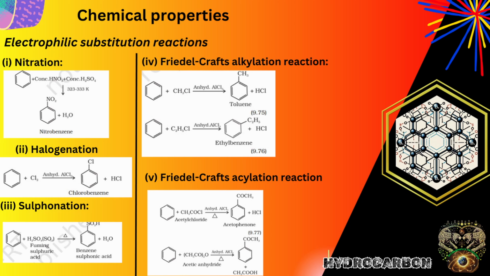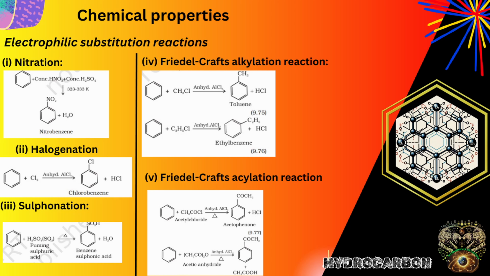In nitration, benzene reacts with concentrated HNO3 plus H2SO4 to form nitrobenzene. The key electrophile here is the nitronium ion, which replaces a hydrogen atom on the benzene ring. In halogenation, benzene reacts with a halogen like chlorine or bromine in the presence of a Lewis acid catalyst such as ferric chloride, ferric bromide or aluminum chloride. This reaction forms haloarenes like chlorobenzene.